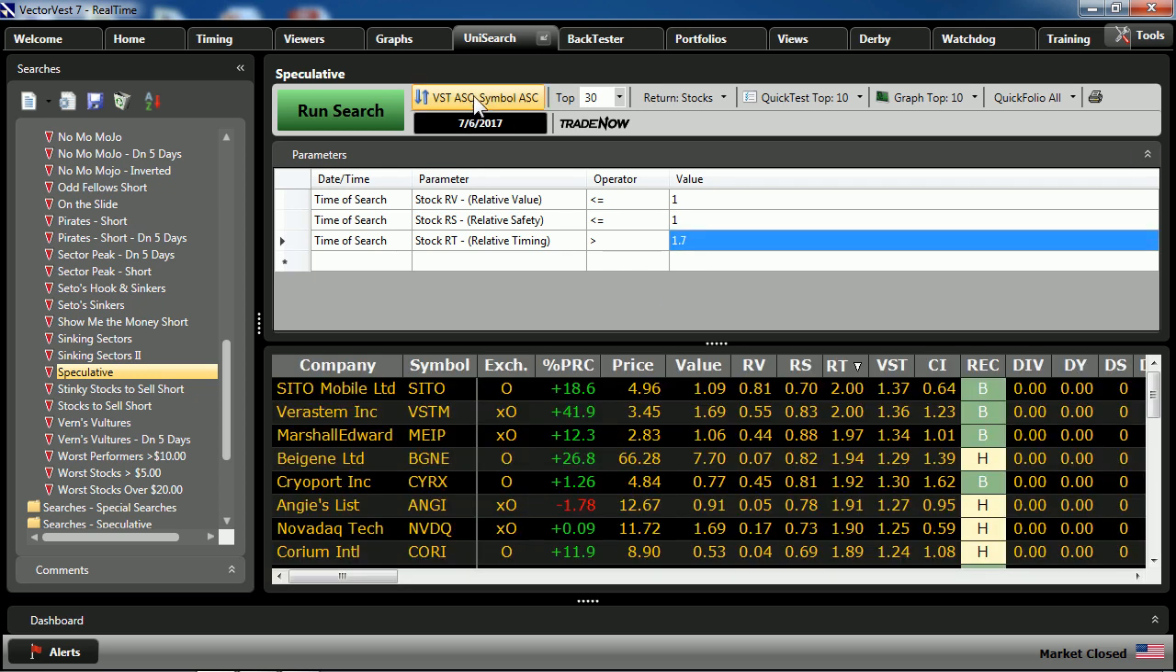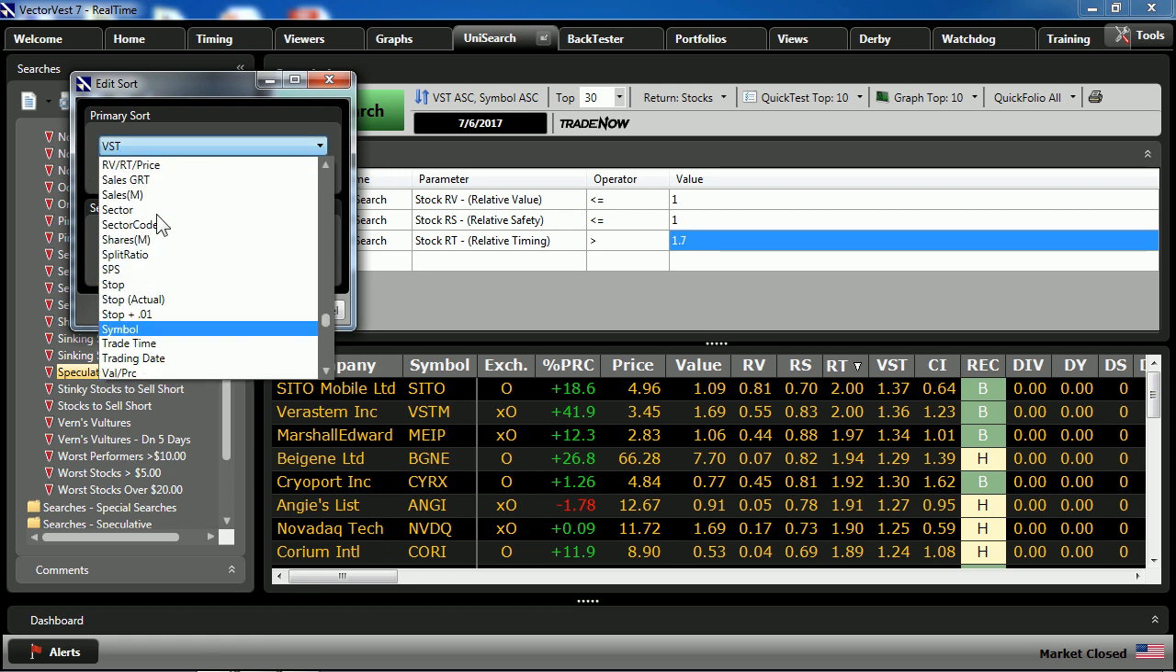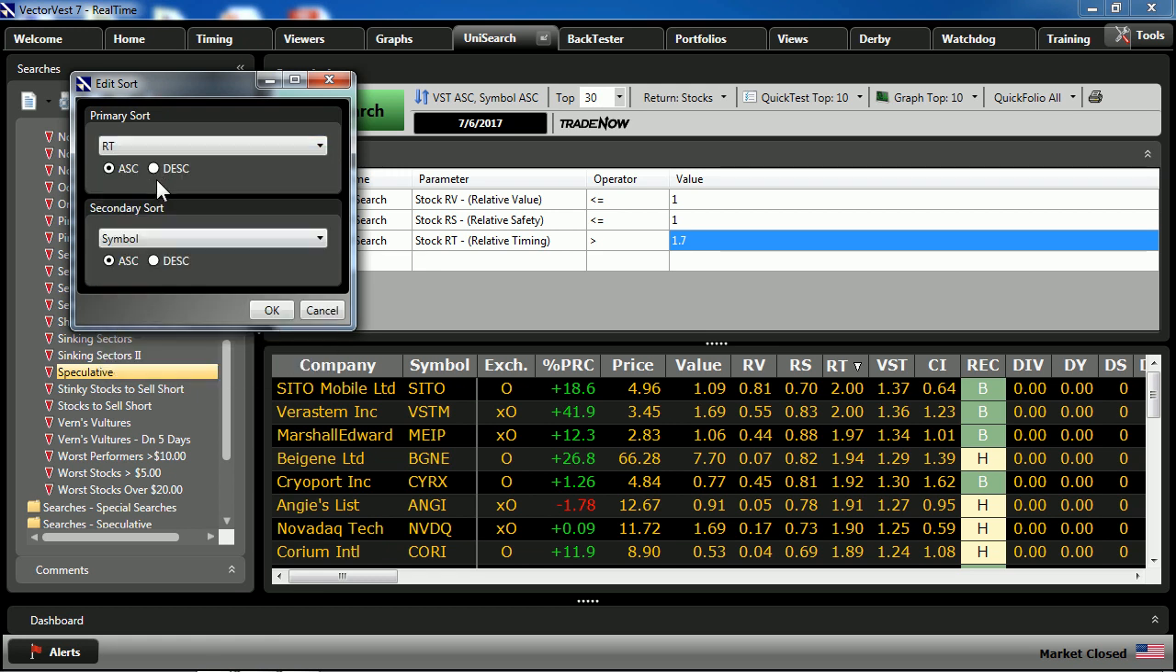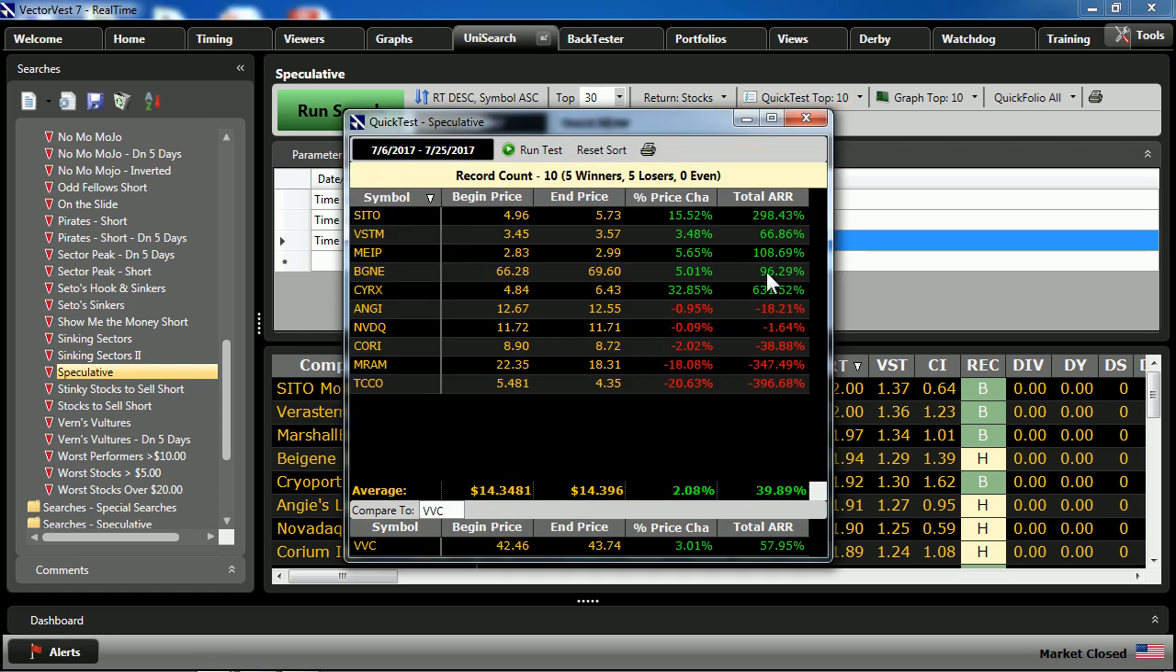And I'm going to change the sort. Instead of VST ascending, I'm going to change the sort to RT descending. I want the stocks at the top of the list that are rising in price the fastest. If I go ahead and quick test top 10, about a 2% gain, didn't outperform the market. Some big winners in this basket though, right? 33%, 15%.